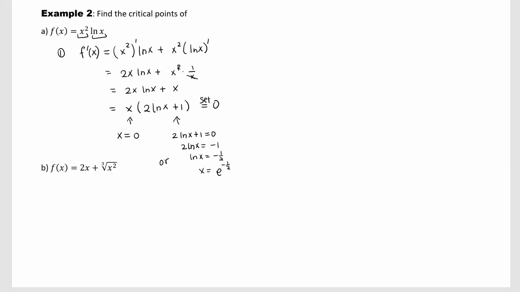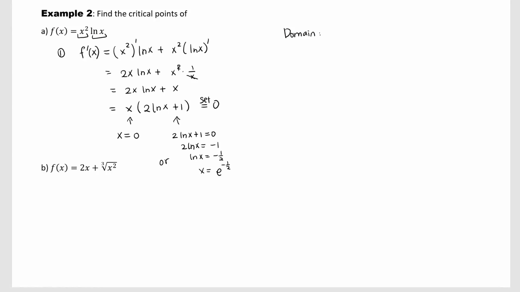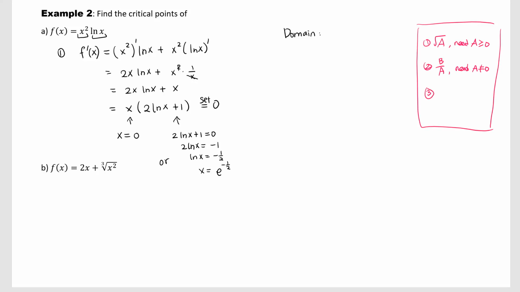But however, what is the domain? What's the domain? Remember the 3 special functions with restricted domain? What are those? First, square roots. What do you need for square roots? You need a greater or equal to 0. Two, fractions. What do we need? Denominator not equal to 0. And 3, our natural log. What do we need? Greater than 0.